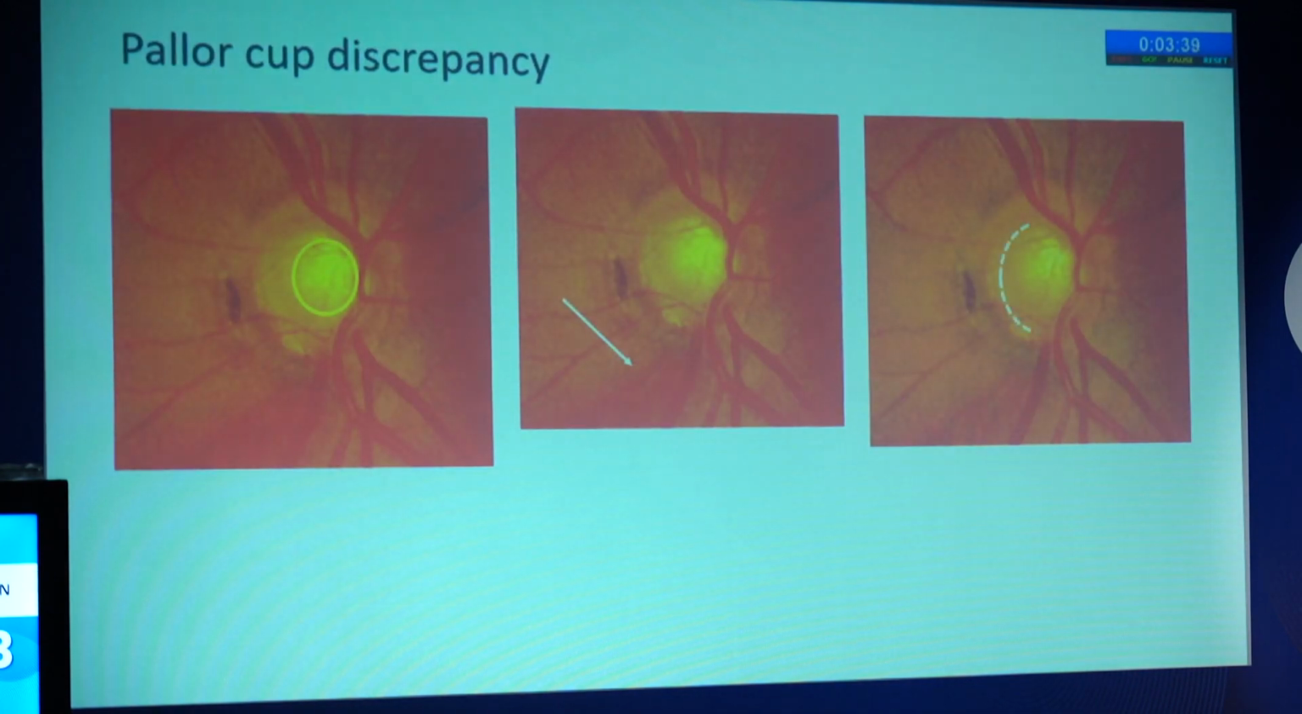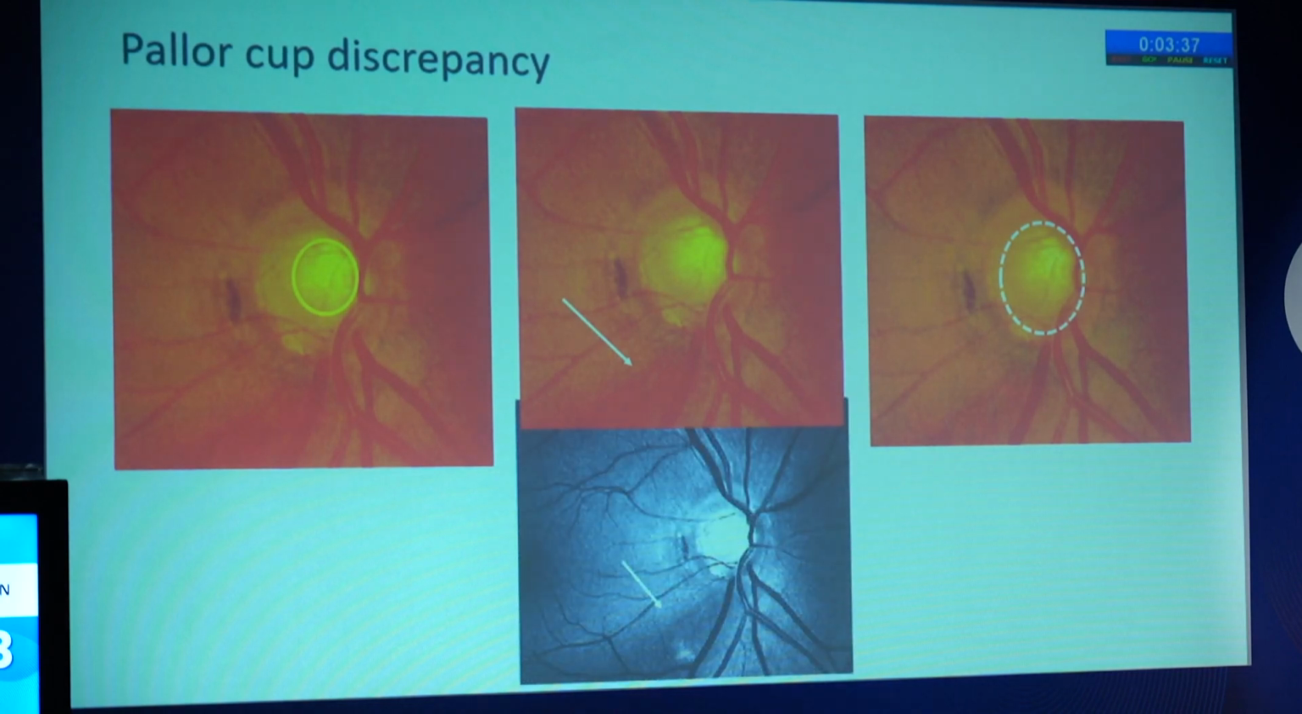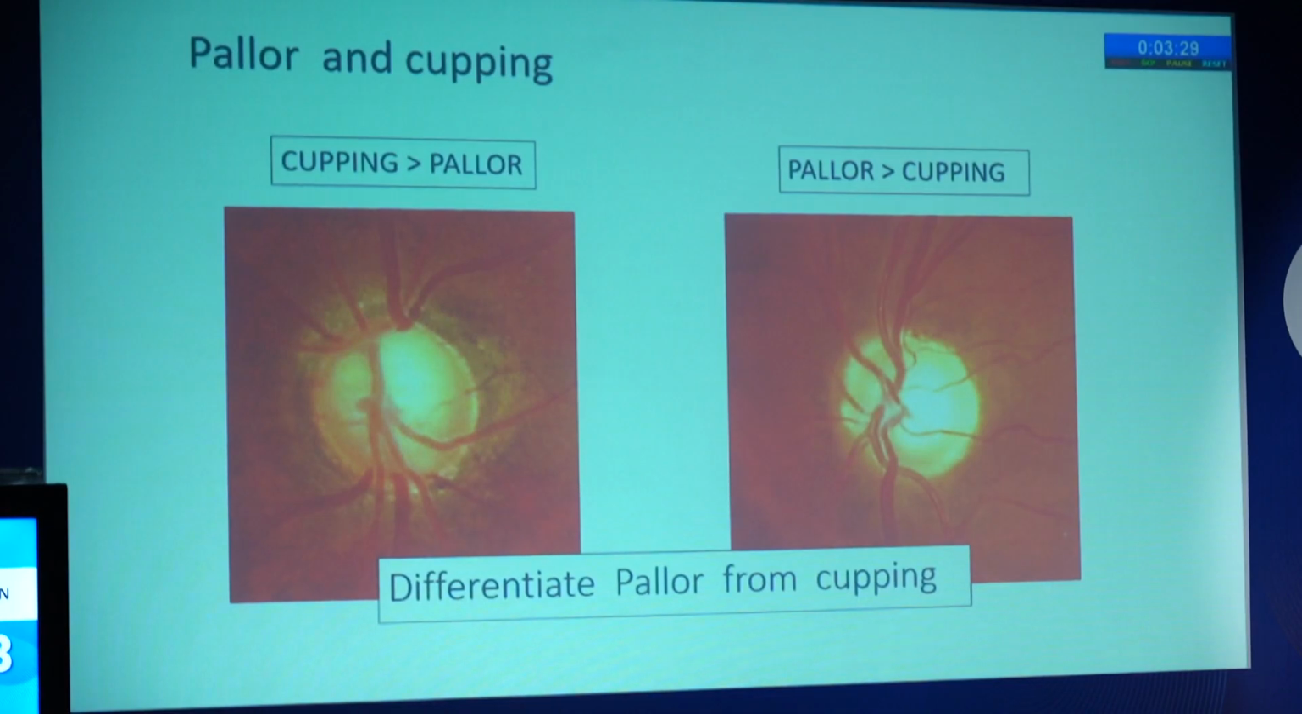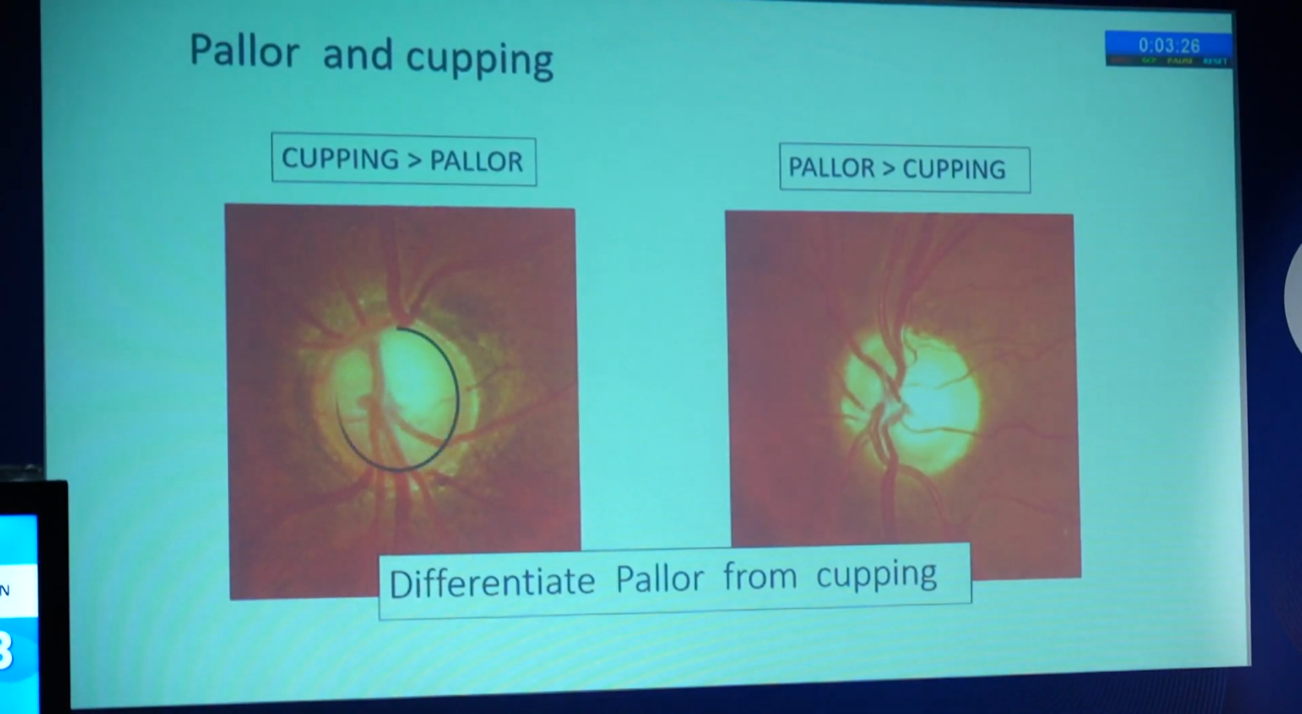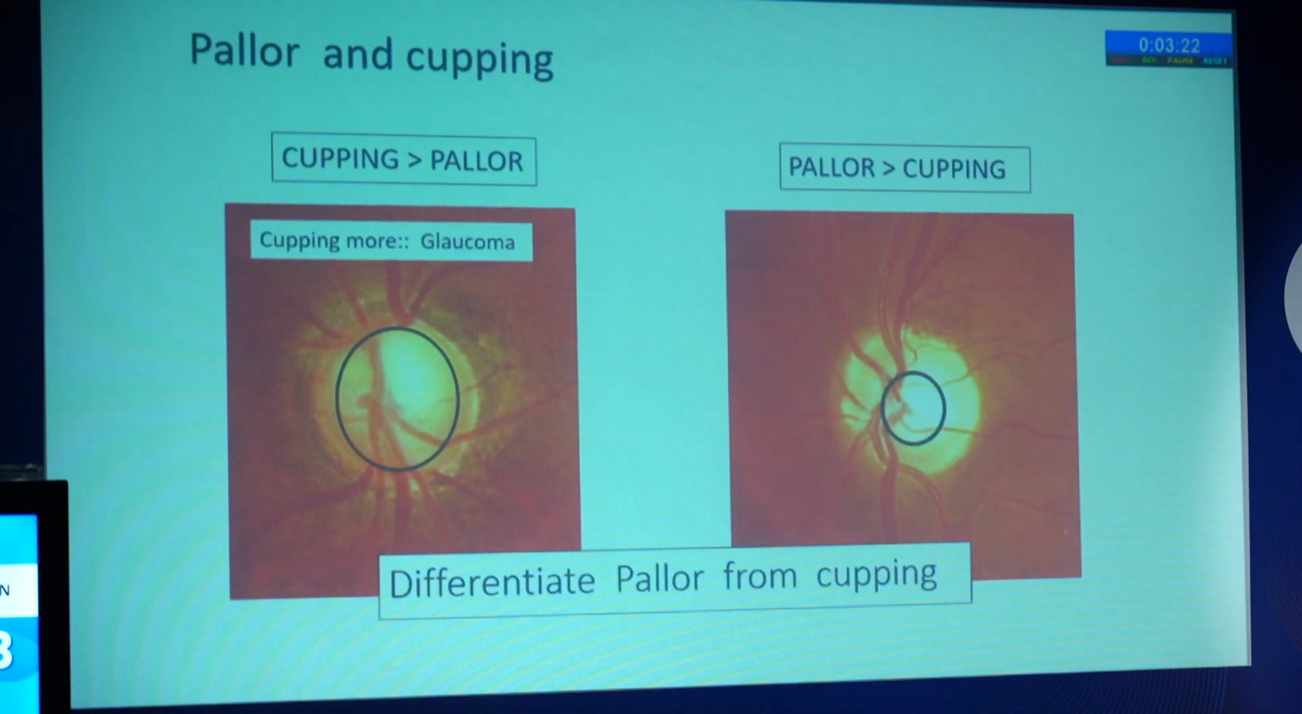Pallor-cup discrepancy is a pathognomonic sign, and you need to identify the pallor and the cup, and if it is associated with inferior-temporal thinning of RNFL, this is definitely glaucoma. Cupping more than pallor, as you see here, and pallor more than cupping, you need to distinguish. Cupping more is definitely glaucoma, but pallor more may not be glaucoma.